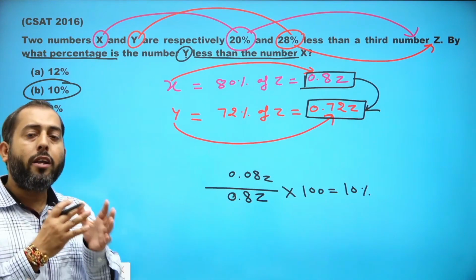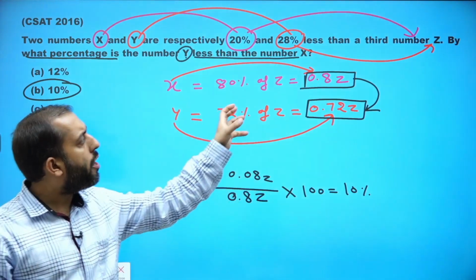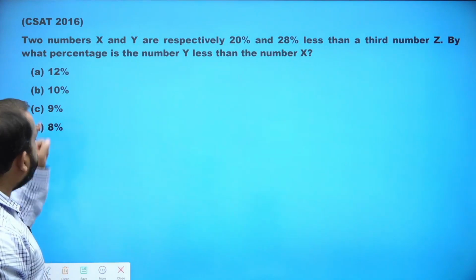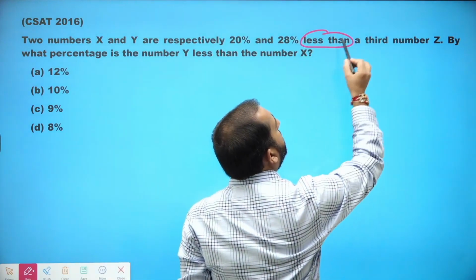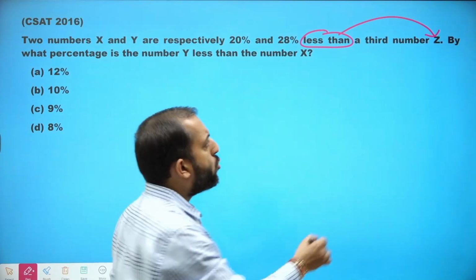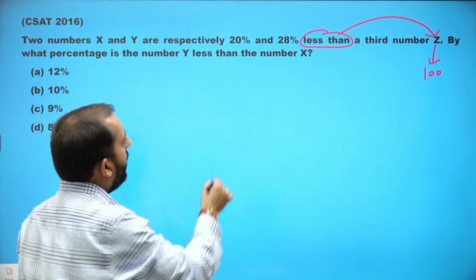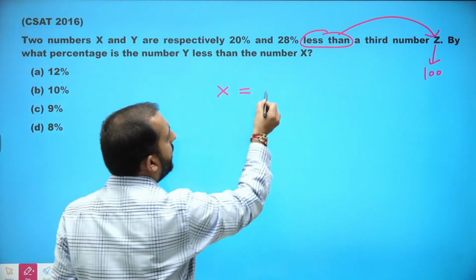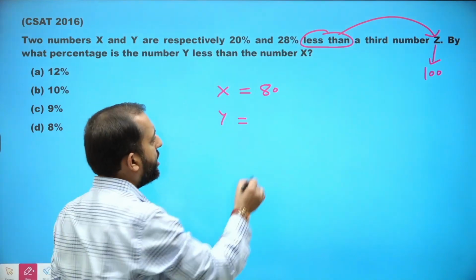Now this is one way of solving this problem. Let's understand one more way in which we will not talk about variables. Now if you read this question carefully, x and y both are 20% and 28% less than z. So we are comparing with respect to z. So assume z is 100. Done. If z is 100, then x is 20% less than 100, which is 80. And y is 28% less than 100, which is 72.